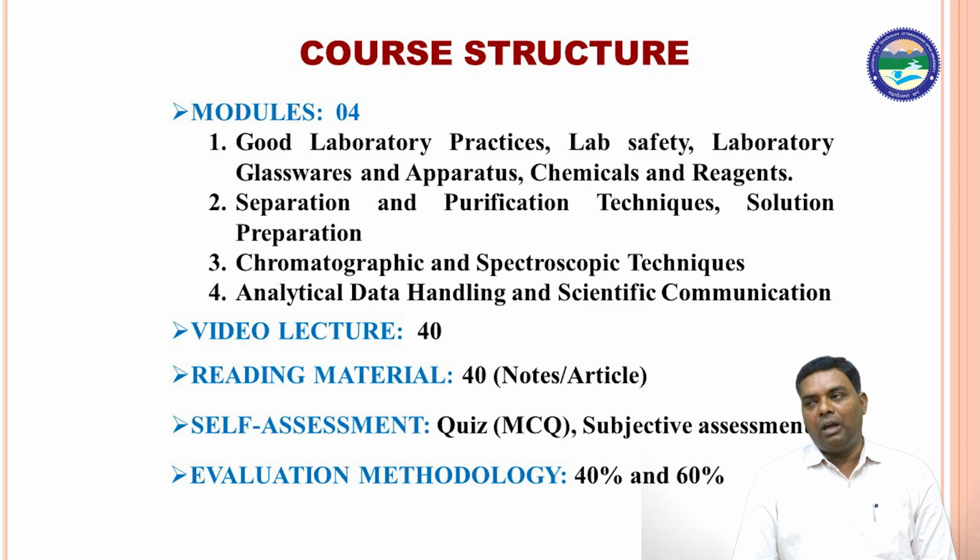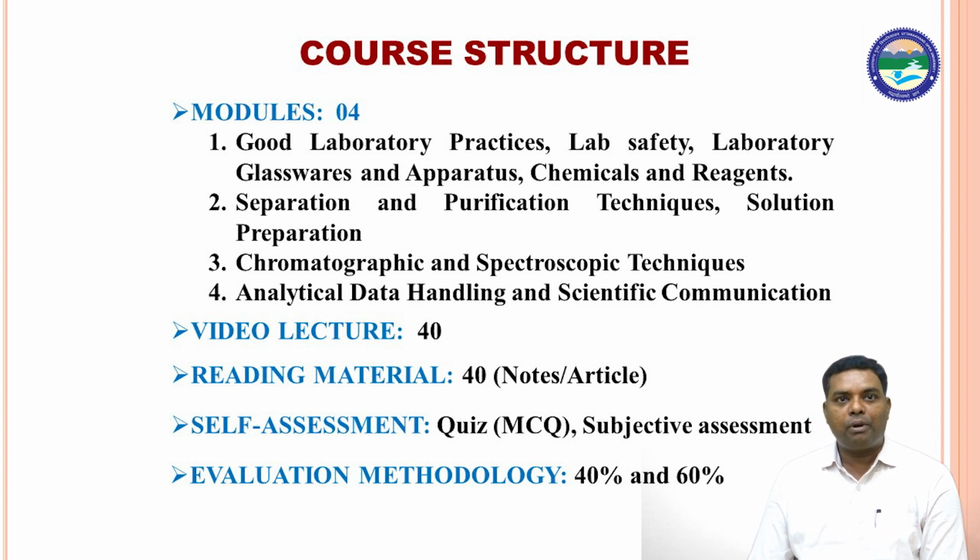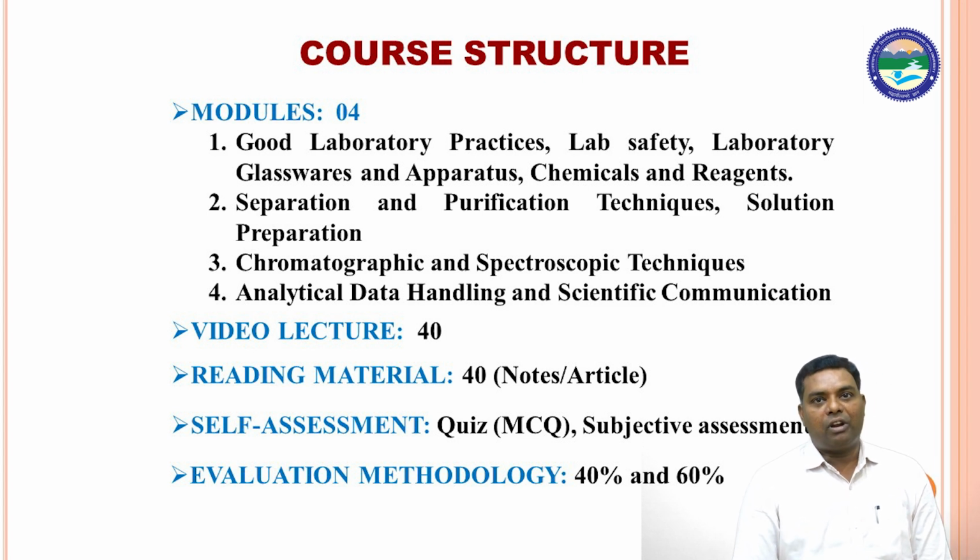The total course contains 4 modules. First module: good laboratory practices, lab safety, laboratory glassware and apparatus, and also the chemicals and reagents used in chemistry or industrial labs. Module 2 contains separation and purification techniques, solution preparation, and Module 3 contains chromatography and spectroscopy techniques. Module 4: analytical data handling and scientific communication.